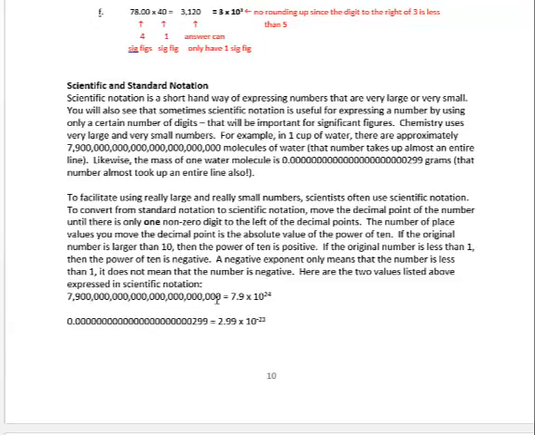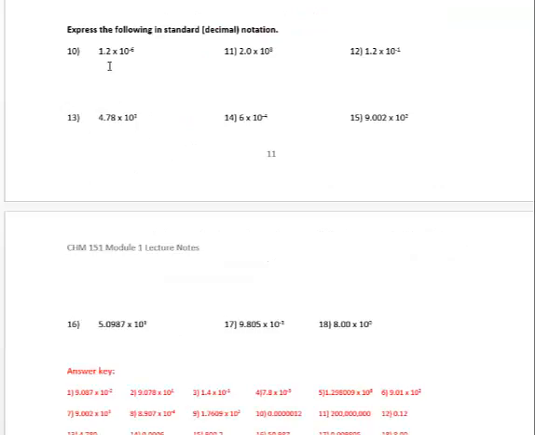So this number here is expressed as 7.9 times 10 to the 24th power. And this number here is expressed as 2.99 times 10 to the minus 23. 1.26 times 10 to the minus 6, 2.0 times 10 to the 8th, 1.2 times 10 to the minus 1, 4.78 times 10 to the 3rd, 6 times 10 to the minus 4th, 9.002 times 10 to the 2nd, 5.0987 times 10 to the 1st, 9.805 times 10 to the minus 3, 8 times 10 to the 0th power.